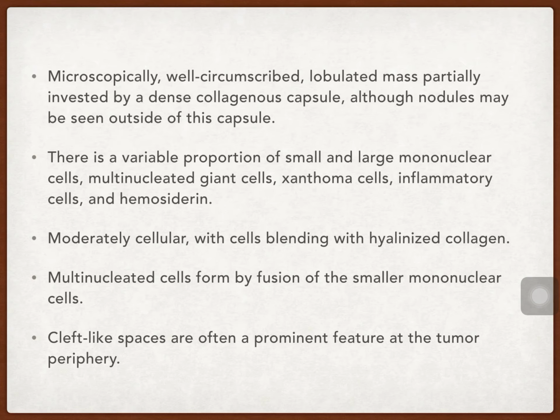Microscopically, it is a well circumscribed lobulated mass which is partially invested by a dense collagenous capsule, although nodules may be seen outside of this capsule. There is a variable proportion of small and large mononuclear cells, multinucleated giant cells, xanthoma cells, inflammatory cells, and hemosiderin. This is a moderately cellular tumor with cells blending with hyalinized collagen. Multinucleated cells are formed by the fusion of the smaller mononuclear cells. The cleft-like spaces are prominent if it is in the tumor periphery.